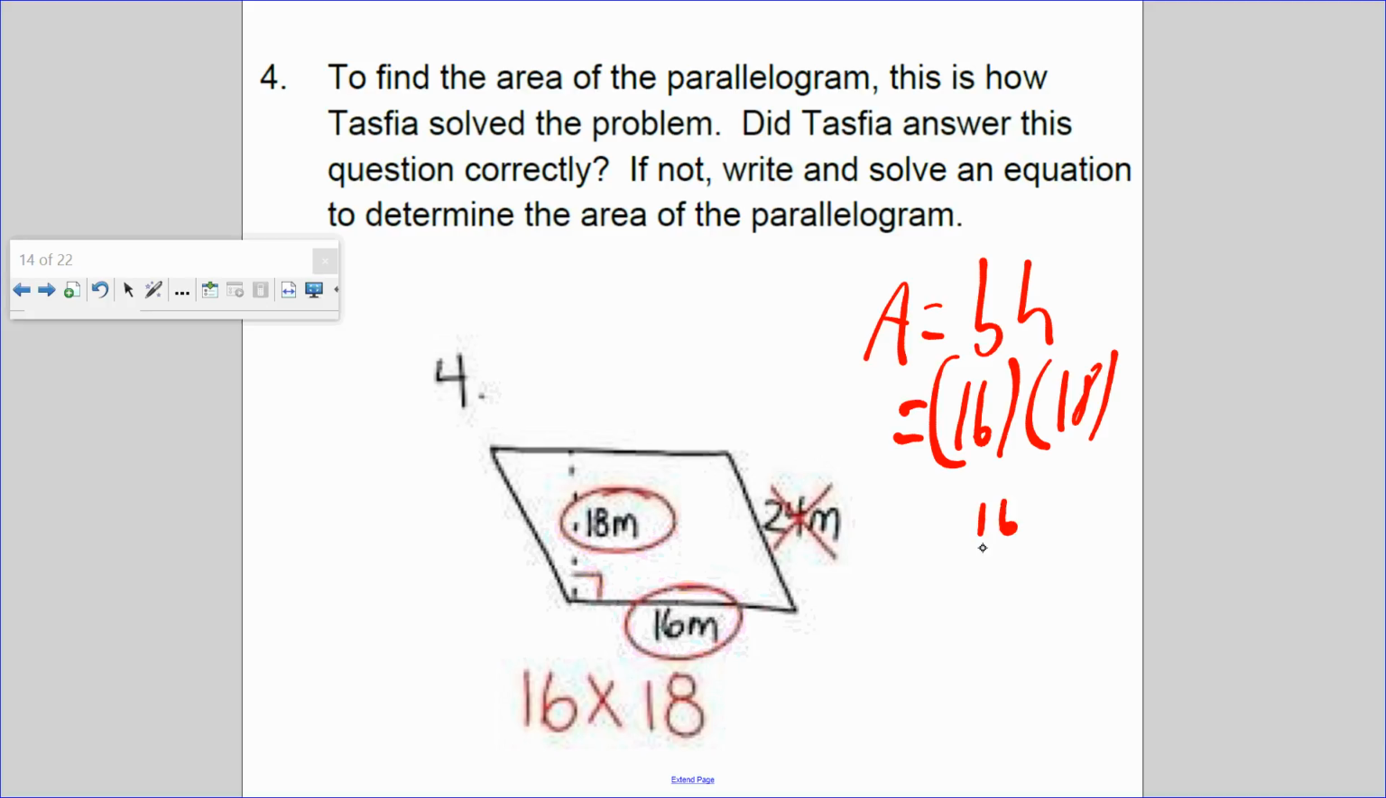If you multiply 16 by 18, 8 times 6 is 48. Carry the 4. 8 times 1 is 8 plus 4 is 12. Placeholder. 1 times 6 is 6. 1 times 1 is 1. It is 288 square meters.